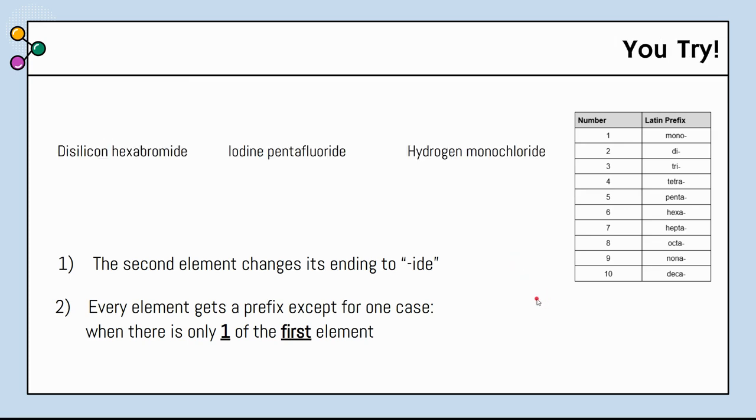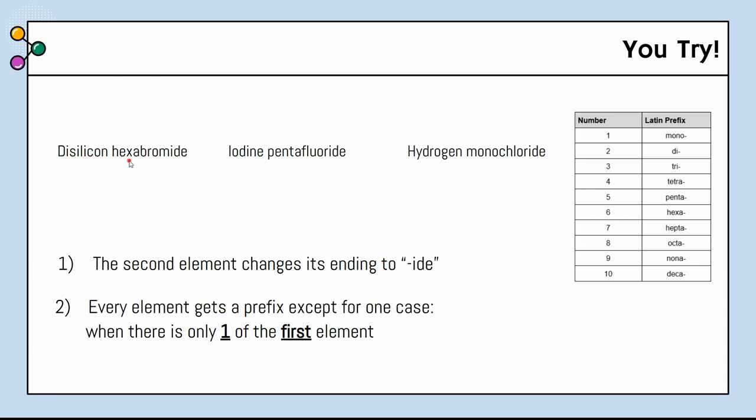On this slide, you give it a try. Go ahead and pause the video and see if you can come up with the formulas for these 3 compounds: disilicon hexabromide, iodine pentafluoride, and hydrogen monochloride. Go ahead and pause your video. And let's check to see how you did.